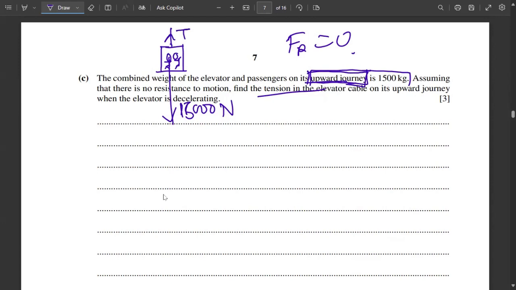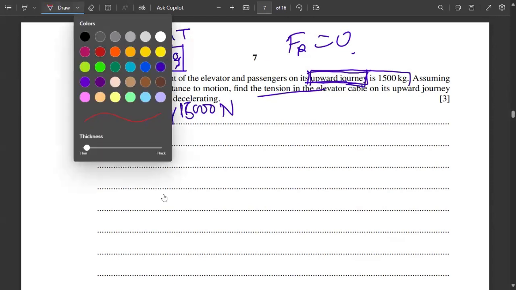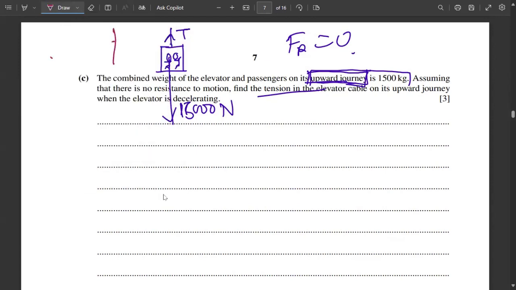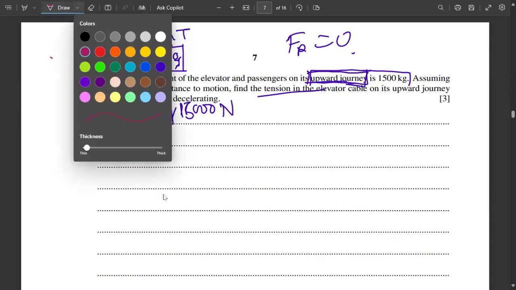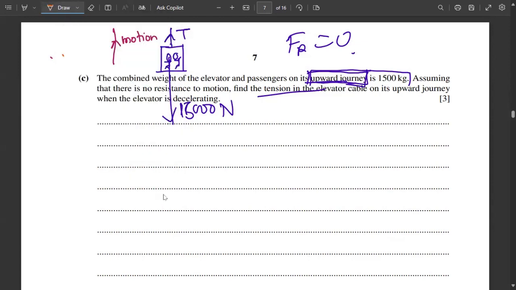Now, a very important point here: the elevator is decelerating. That means motion is upwards, but acceleration is downwards. When motion is upwards and acceleration is downwards, acceleration will be negative. And we know this is an upward journey.